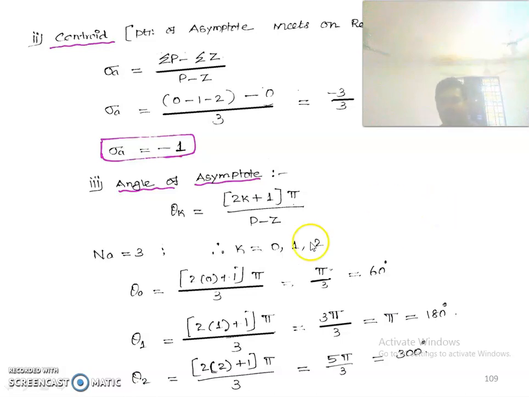Now we are going to substitute the values of k in theta k. When substituting k = 0, we get the angle as 60 degrees, when substituting k = 1, we get the angle as 180 degrees, and when substituting k = 2, we get 300 degrees.